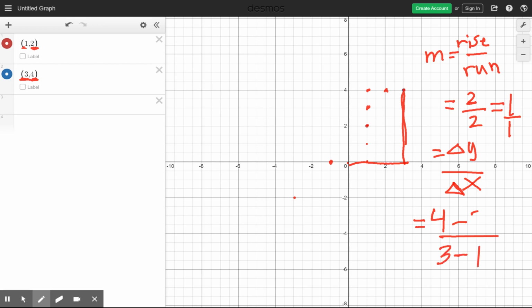And so the 4 minus 2, again, gives us 2. 3 minus 1 also gives us 2. So again, we have 2 over 2, which equals a slope of 1.